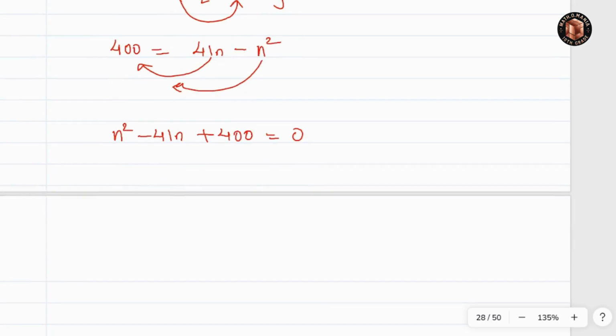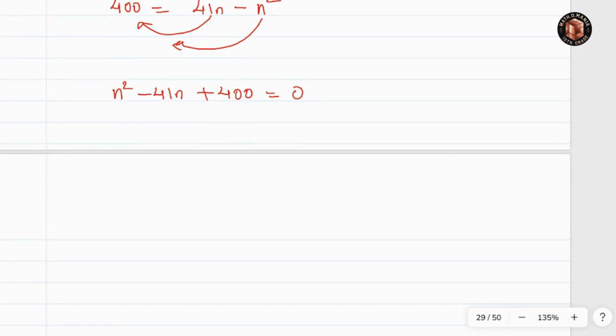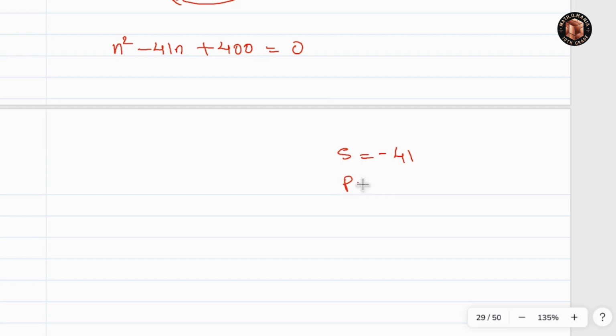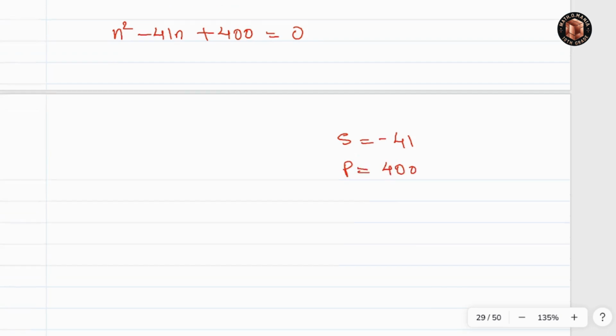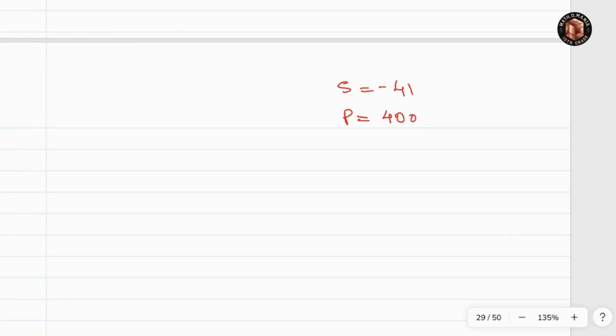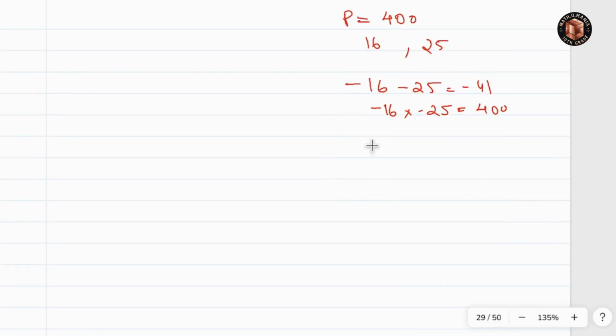Now using splitting of the middle term, we can find n, right? Here our sum is equal to minus 41 and product is equal to 400. So we need to find the numbers which match this. Our a and b are going to be 16 and 25. That is, minus 16 minus 25 equal to minus 41, and minus 16 into minus 25 equal to 400. So we can write minus 41n as minus 16n minus 25n.